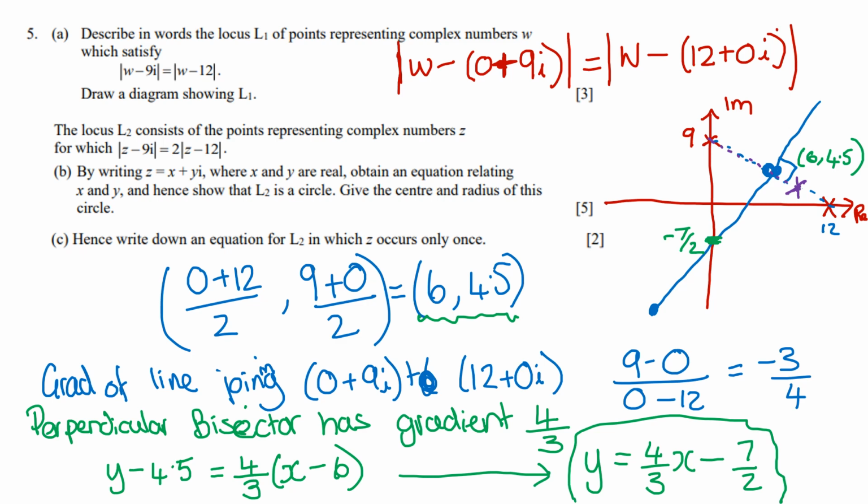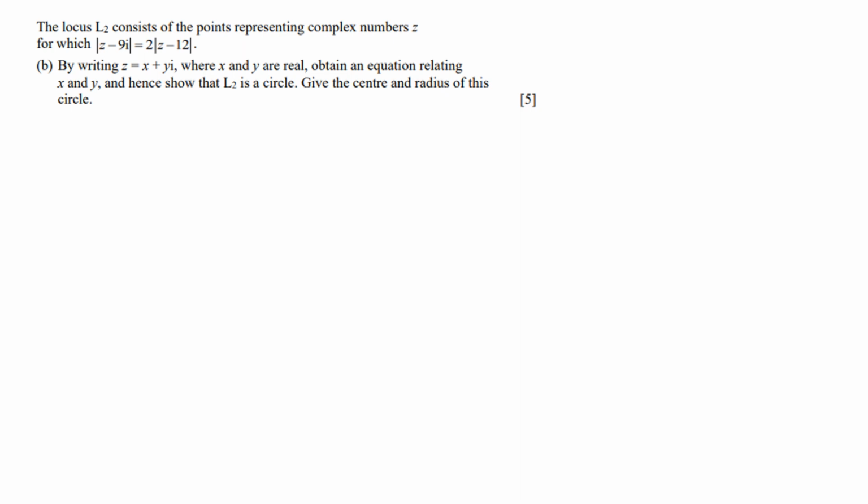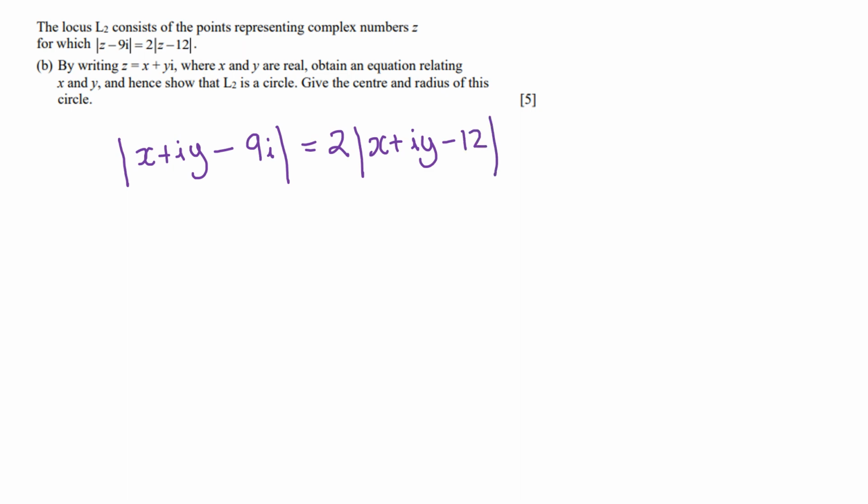Right. New sheet. There's the question again. So basically it just tells me to write in X plus iY where I see a Z. Right, we know these are the modulus brackets. That's a bit like Pythagoras, doesn't it? It means just square the reals, square the imaginaries, and square root.